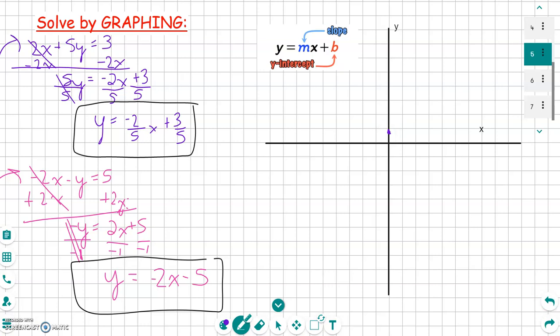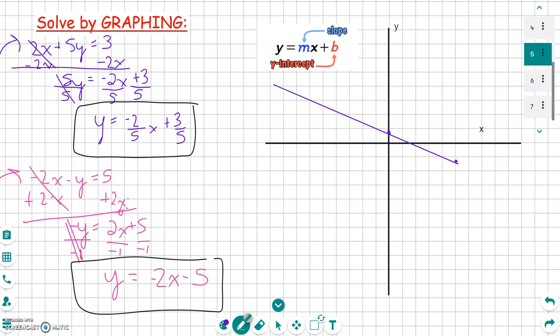And then our slope is negative 2 over 5. So we're going to go down 2, 1, 2, and over 5: 1, 2, 3, 4, 5. Again, it's very difficult to get it exact. So I'm going to put my point there. And now let's connect our 2 points to get our line. So we'll say something maybe like that. And like I said, it's hard to get it exact, but we'll try our best.